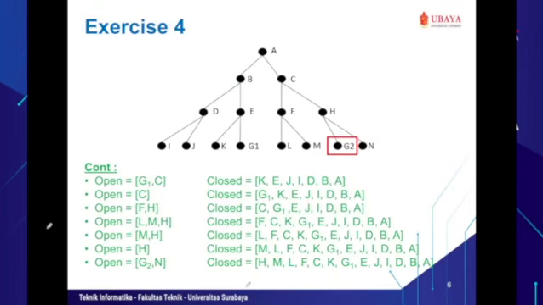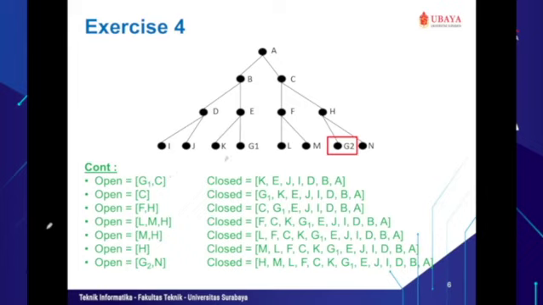Let's see exercise 4. You are asked to find the solutions tracing from A to find the goal node, which is G2, using depth first search. Remember, in depth first search we use last in first out, the concept of stack. So in this slide, it will only show the continuation from the previous solutions.